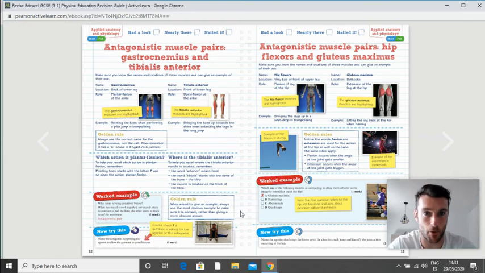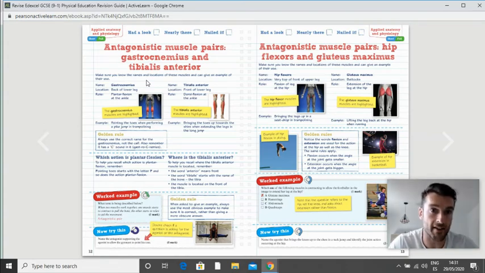We've got the antagonistic muscle pair of the gastrocnemius and tibialis anterior. The gastrocnemius are found at the back of the lower leg and they're responsible for plantar flexion. So remember, we're rising the plantar, we're rising up off the floor, and that is pointing the toes. Performing a pike jump in trampolining is a good example of that. Another would be the ankles going into plantar flexion when jumping for a rebound in basketball.